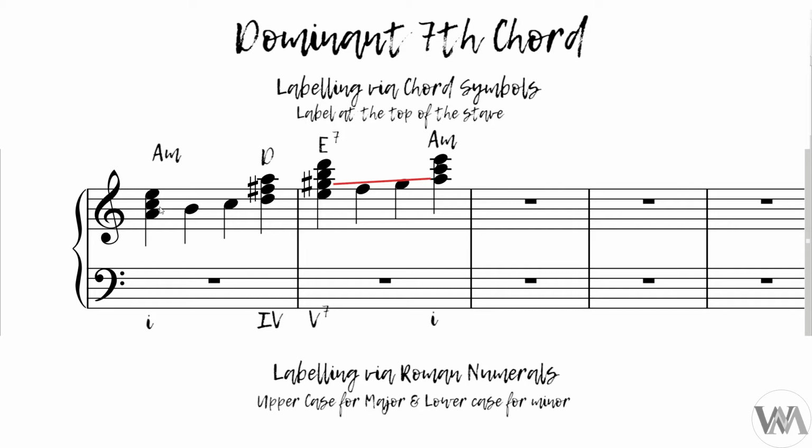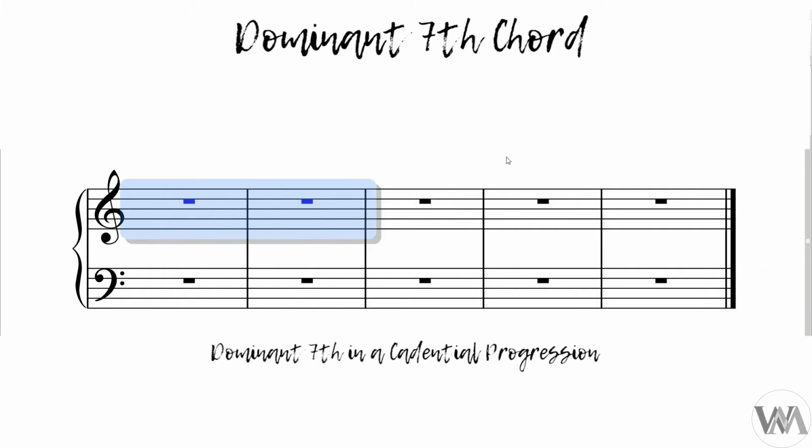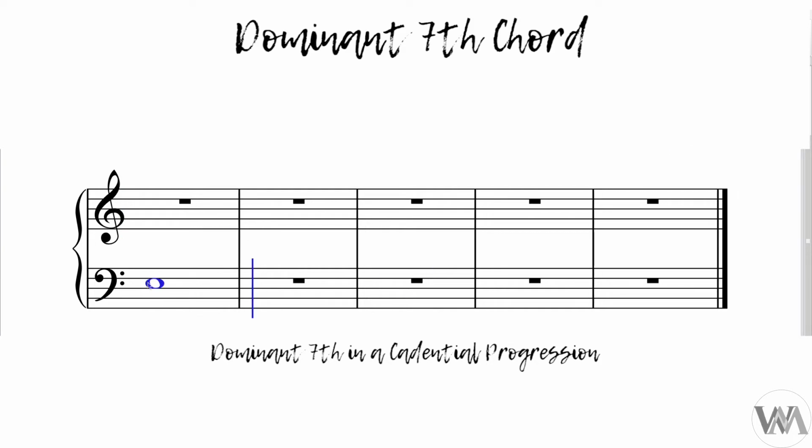If we write a cadential progression, so let's write the dominant 7th in A minor, which will be E, B, D, and then followed by G sharp. So there I've put the G sharp at the top, and this G sharp will want to resolve to the tonic. The G sharp we know is the raised 7th degree, so this one will want to resolve to the tonic, which is A.